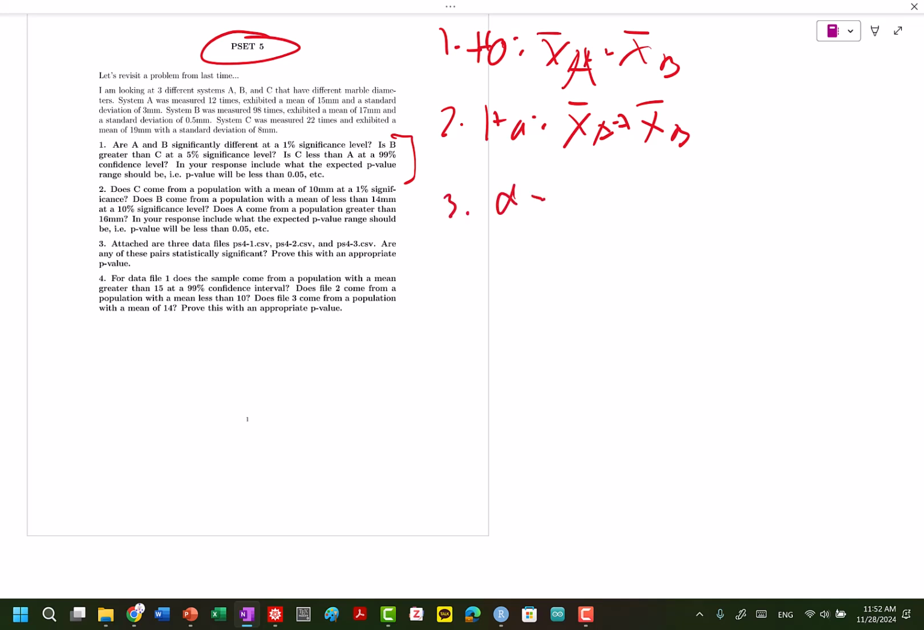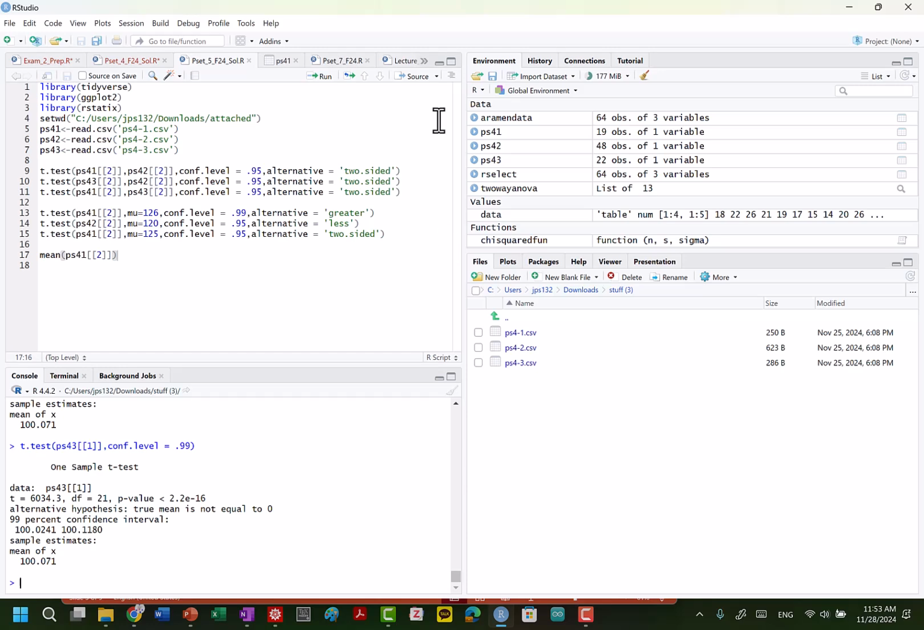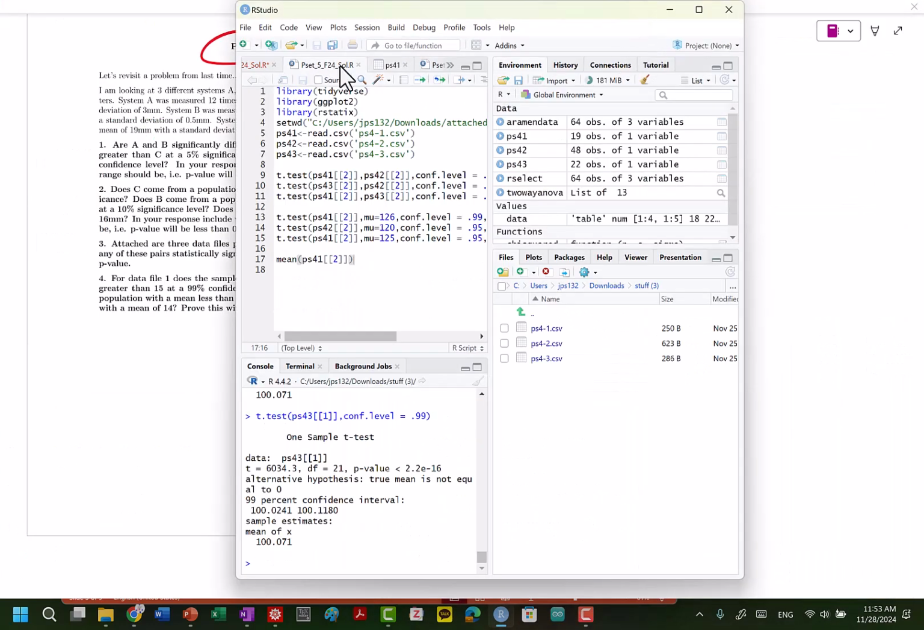So alpha is equal to 0.01 here. 4, we need our t experimental from our big nasty equation. 5, we know we're going to do t.005. Our degrees of freedom is going to have to be calculated with our big nasty equation as well. So let's go ahead and start to use our functions.